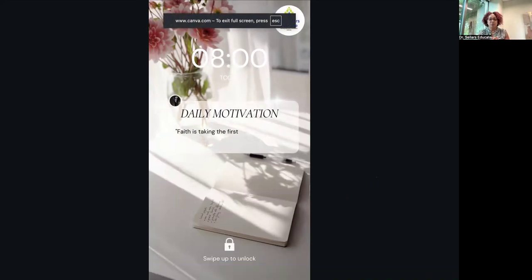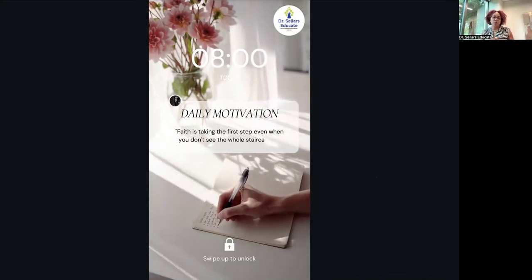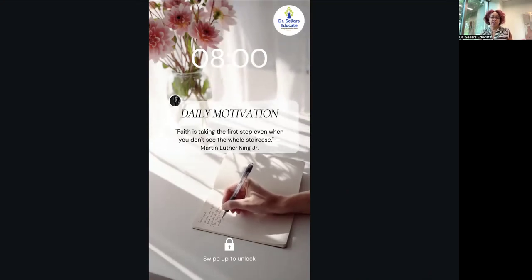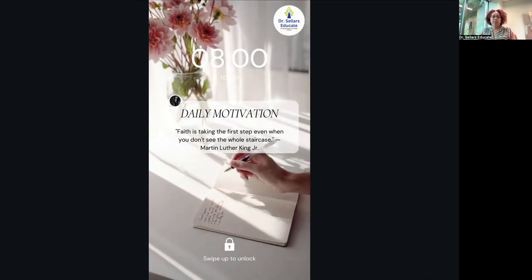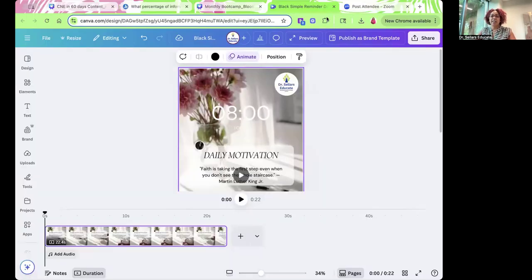So this is the daily motivation we want you to use for this week or for today. Faith is taking the first step, even when you don't see the whole staircase. This is a quote by Dr. Martin Luther King Jr., and it's a really important one because what we want you to think about this week is what first step are you going to take? When you're on this CNE journey, it can feel overwhelming, but it doesn't have to. We're here to break down many of the elements that are listed in the blueprint for the CNE exam to help you decrease your anxiety and ultimately increase your confidence and your competence. Okay, so taking that first step is key.